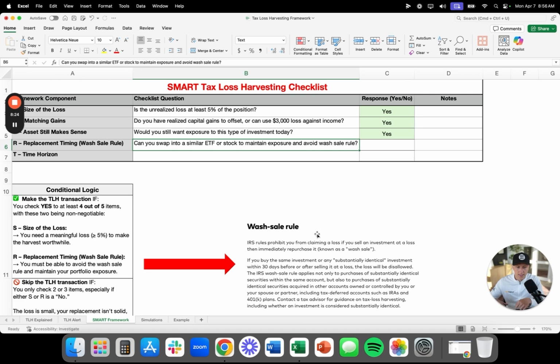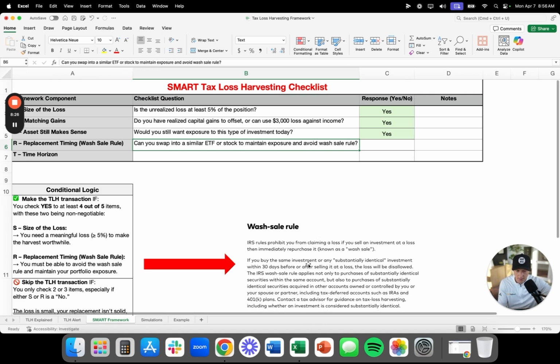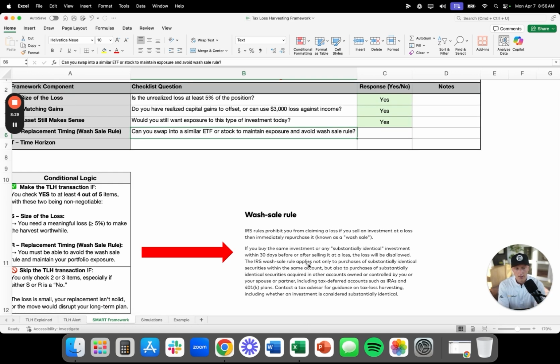You can't do that. That's the whole point of this, but you can read all the details here in the wash sale rule as well. I'll kind of read through it. So IRS rules prohibit you from claiming a loss if you sell an investment at a loss and then immediately repurchase it. Wash sale. That's the whole point here.